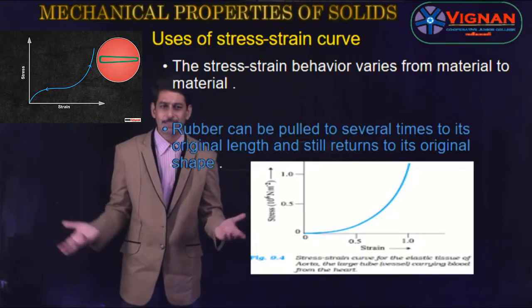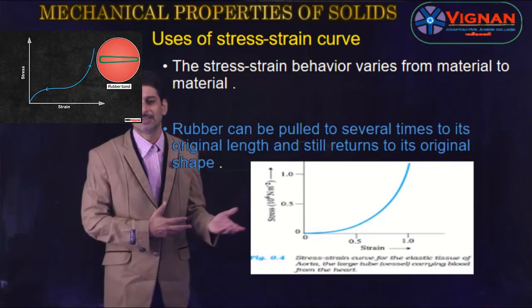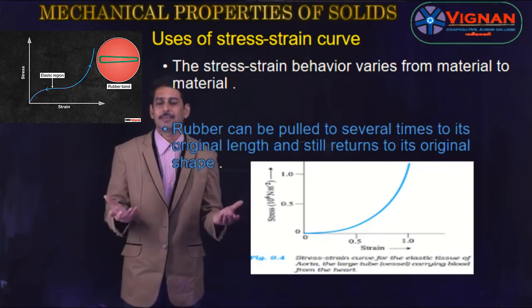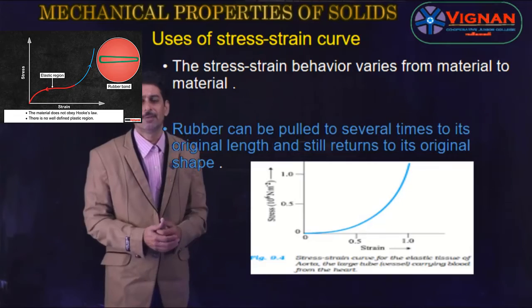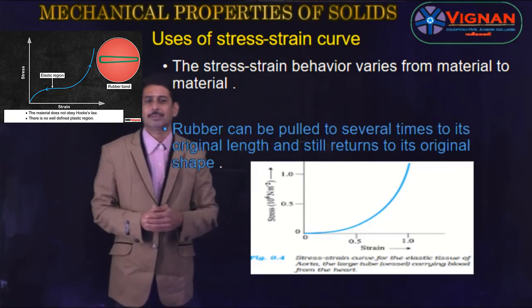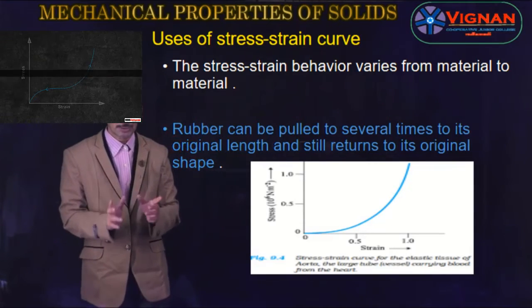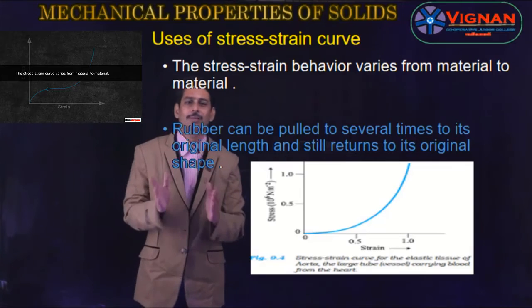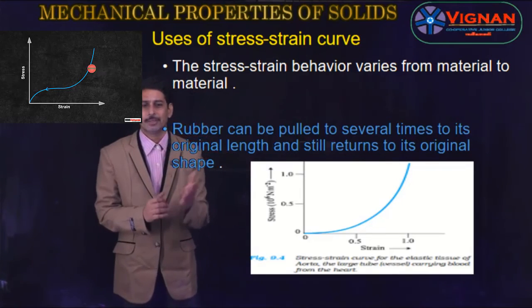That means it varies from one material to another. If you take steel, the stress strain curve has some shape, whereas if you take rubber, the stress strain curve is different. That means the stress strain behavior varies from one material to another. So here we are showing the graph.